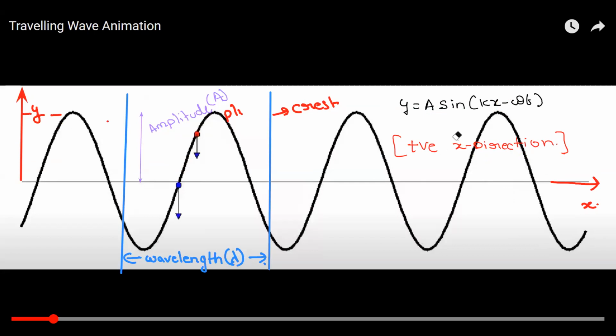See, equation of this wave is given by y is equal to a sin kx minus omega t. If instead I have y is equal to a sin kx plus omega t, what is the direction of propagation of wave? Negative x direction. Nice.